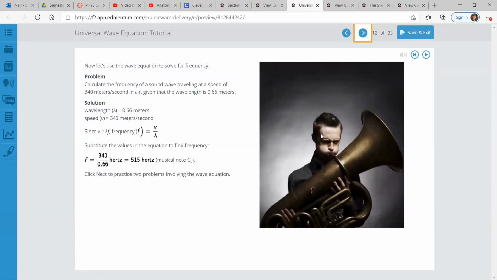Now there's also problems where you need to solve for f, the frequency. So calculate the frequency of a sound wave traveling at a speed of 340 meters per second in air, given that the wavelength is 0.66 meters. So we can rearrange the equation. F equals the speed of the wave divided by the wavelength. So f is equal to 340 divided by 0.66. That equals 515 hertz.